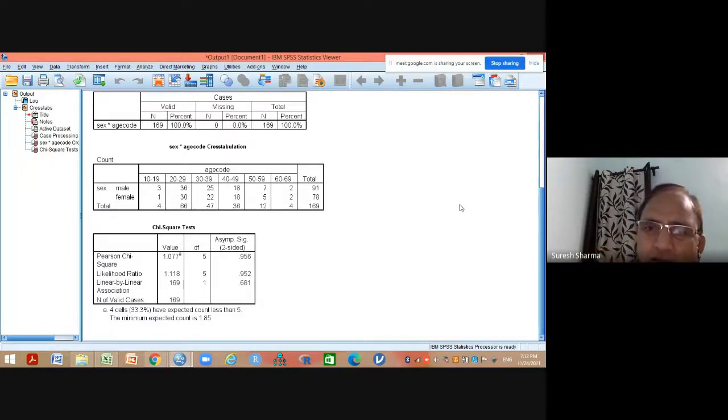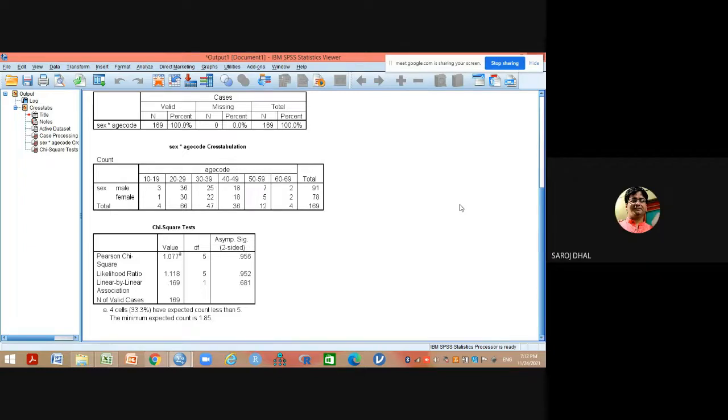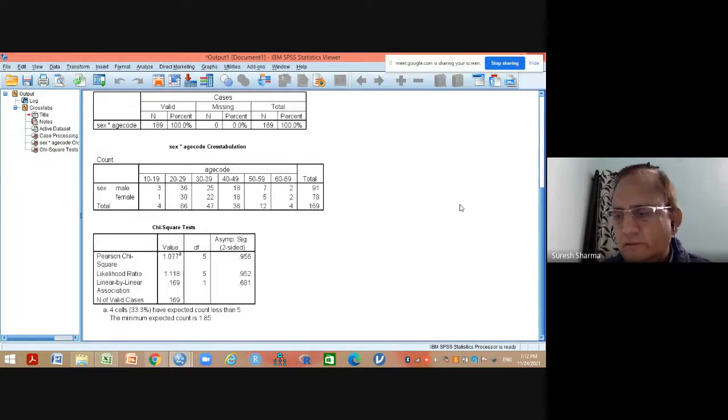Did you understand or not? So that's why, because there is hardly any difference in each of the age groups, it is coming out to be non-significant. So the distribution of male and female is almost the same. So it is independent of the age distribution or age categories. This is what the result is. This is called chi-square. Any other question, please?